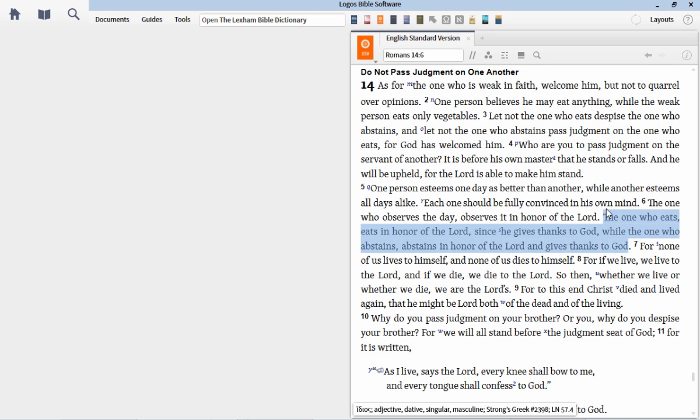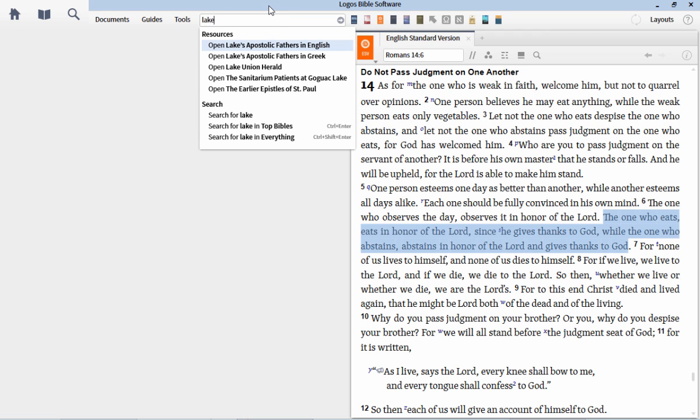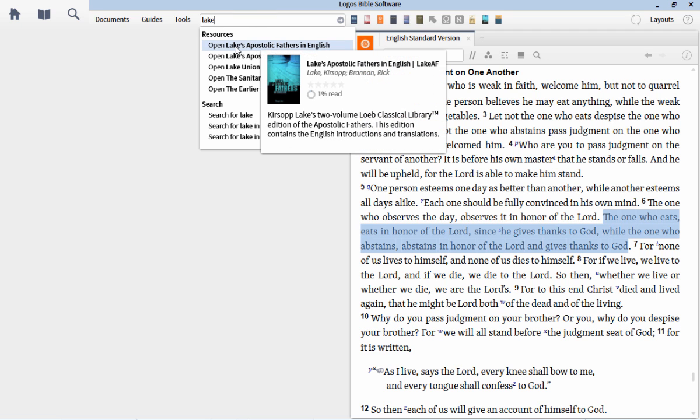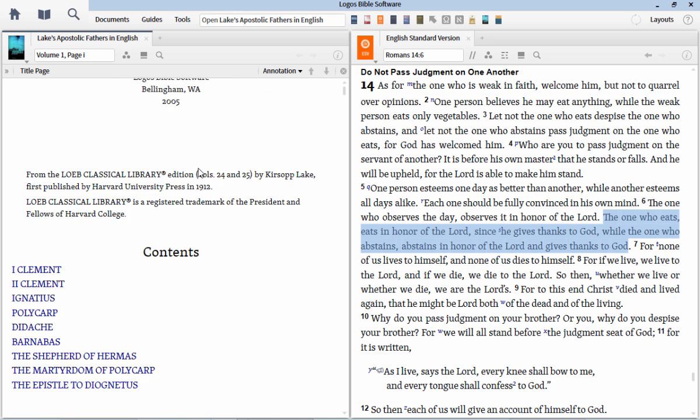Yes, it was. And if you open one resource you have, which is called the Apostolic Fathers, you can either go to the library and open it, or you can do it here in the command window. If you write the word Lake, you will see it says Open Lake's Apostolic Fathers in English. It's an old translation, more than 100 years old. The best translation into modern English is Michael Holmes, if you want to buy Michael Holmes' Apostolic Fathers, but all of you already have this one, so let me show you in this one.